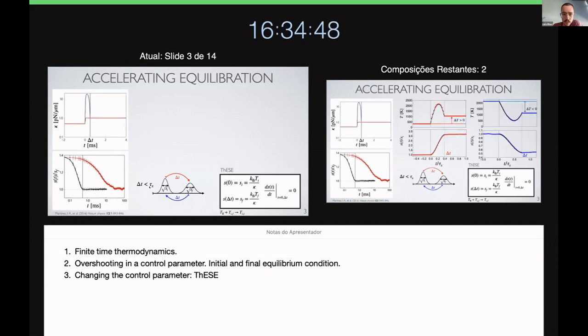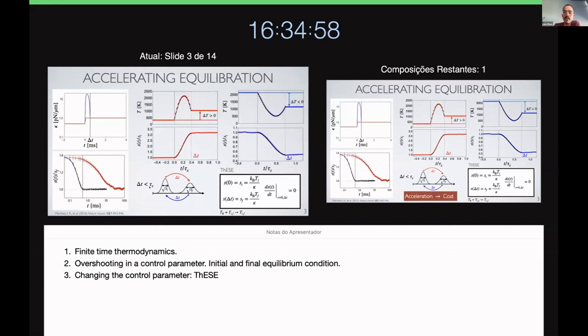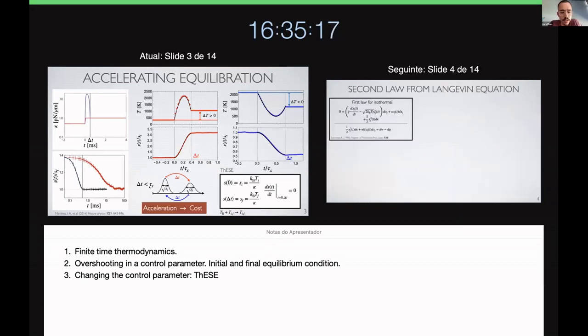And here we adopted this kind of approach for a temperature change in which we assume both initial and final equilibrium conditions at the beginning and the end of the protocol. And then we are able to accelerate thermal protocols. For us, temperature here is a time-dependent control parameter. And by overshooting the temperature, we are able to both increase or decrease the temperature of the final equilibrium state. And by this idea of accelerating, we are directly connected to the concept of cost.